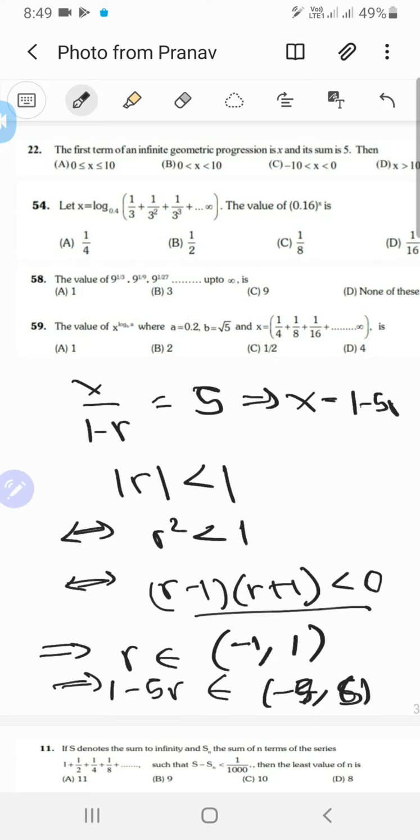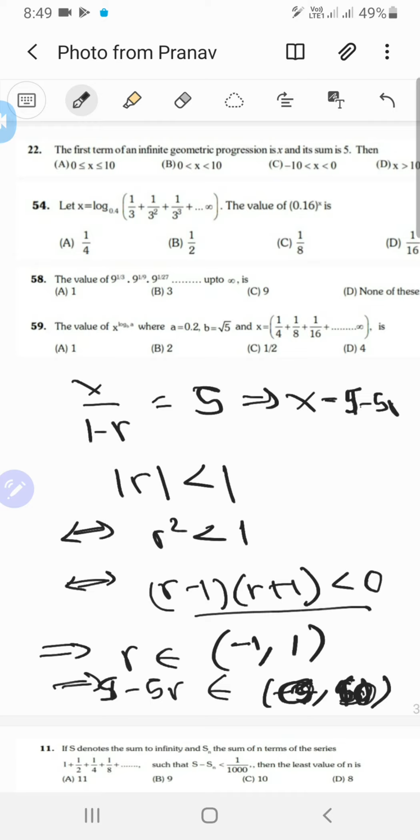but that's not there. The infinite geometric progression is x and the sum is 5. It's supposed to be 5 minus 5r. Oh, sorry, 5 minus 5r. Yeah, correct. So you were supposed to get minus 5 and 5. When you add 5 to this, you get 0 and 10.